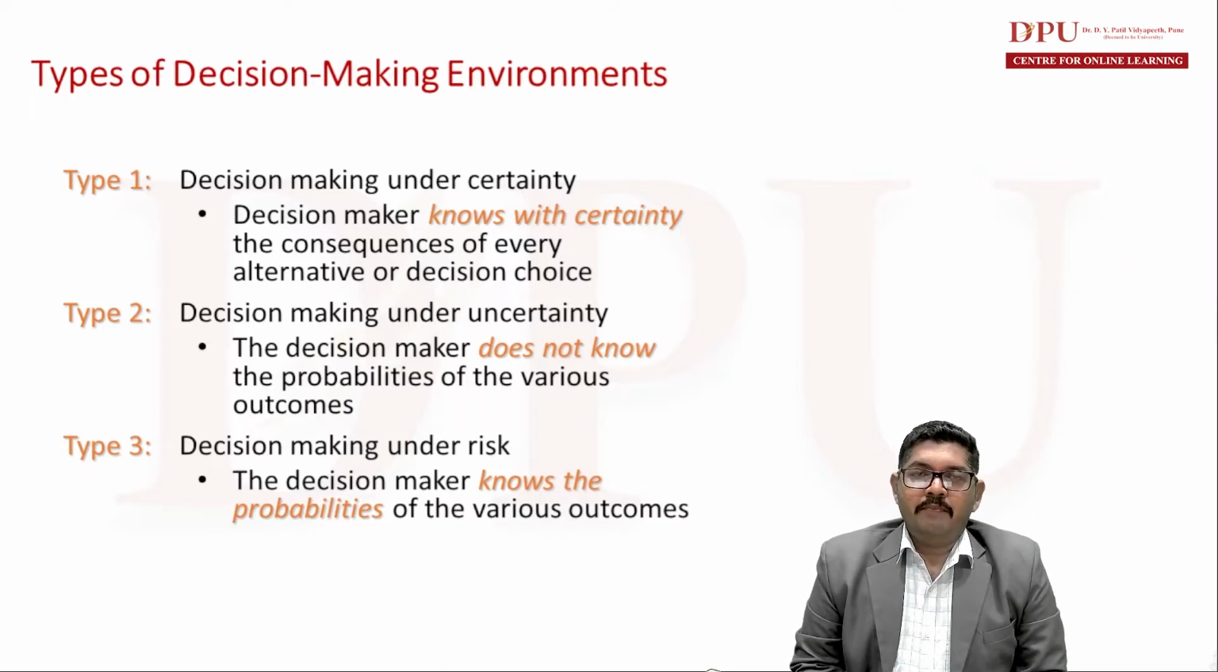Then the second type of decision making environment is decision making under uncertainty. So the decision maker does not know the probabilities of various outcomes. So there is uncertainty. And the third type of decision making environment is the risky environment, decision making under risk. So in this case, the decision maker knows the probabilities of various outcomes.